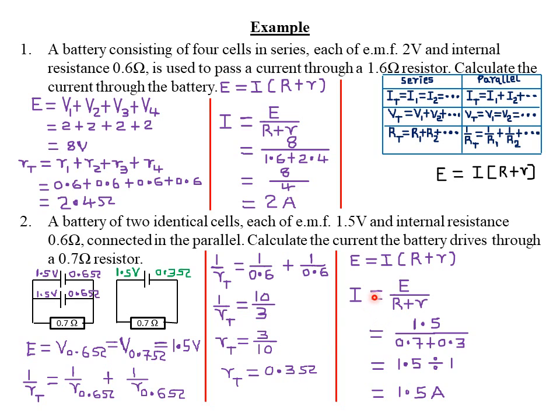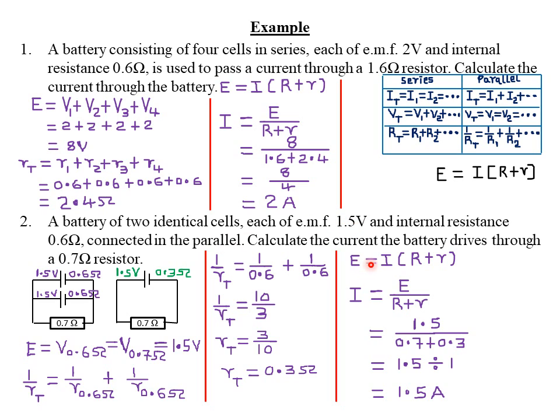Then from the equation of the EMF, E must be equal to I into R plus small r. Remember, our aim is to find the current, so we just substitute the values that we have. So the EMF through the battery is actually 1.5 volts, because remember, for any parallel connection, V total is just equal to the voltage across each cell.